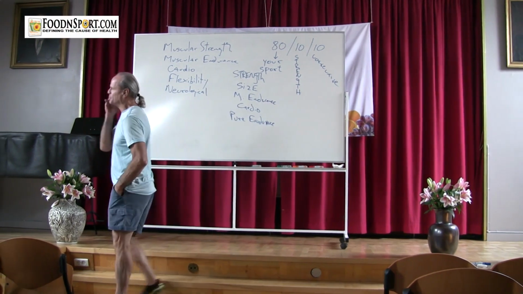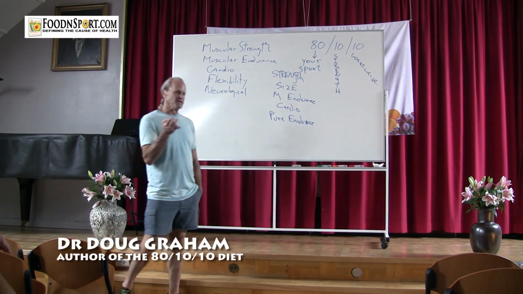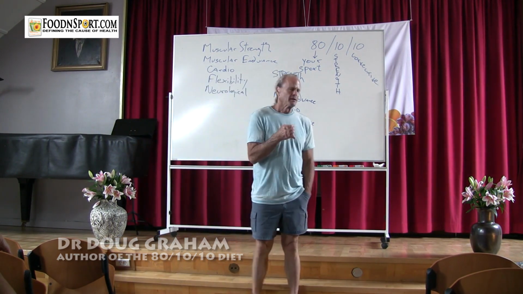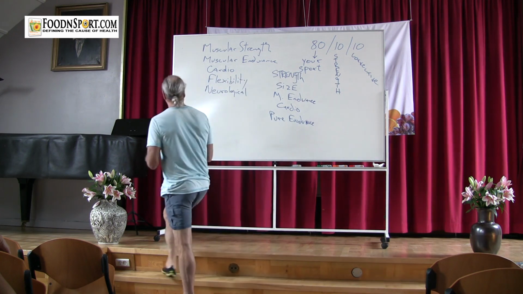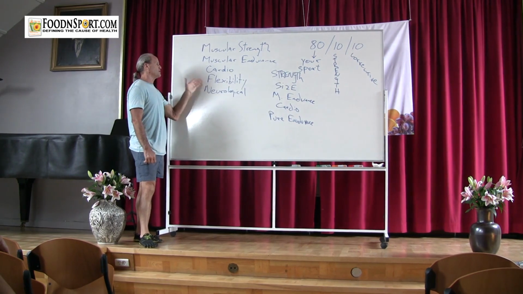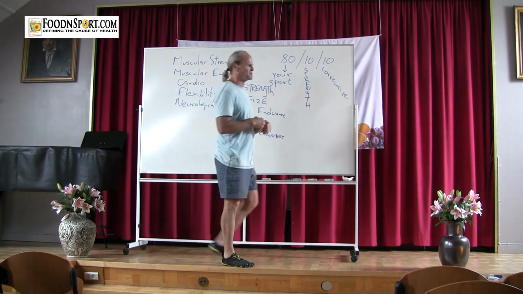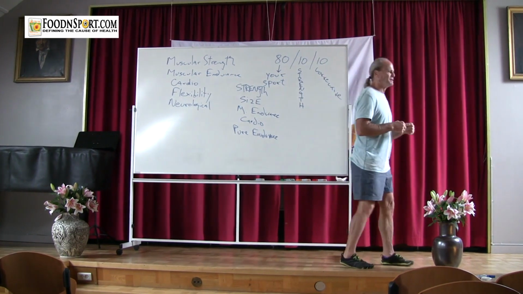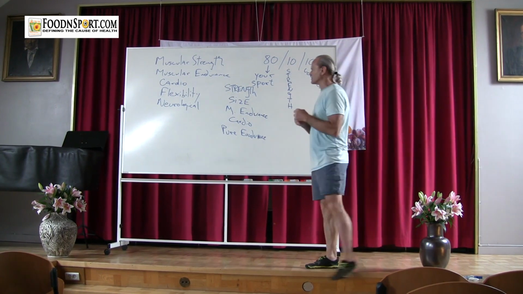So we can start out by looking at 5 different types of fitness. We'll call them facets of fitness, if you wish. And these include muscular strength, muscular endurance, cardio, flexibility, and all the things that are neurological, like coordination and mobility and control of your momentum and balance and things of the sort.